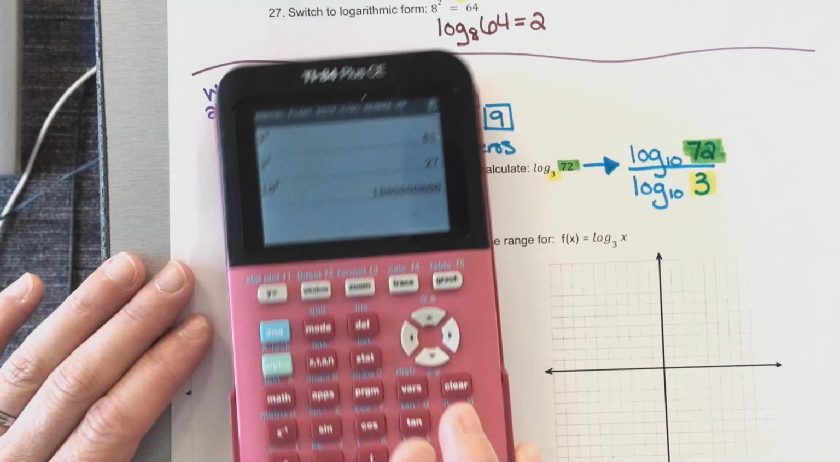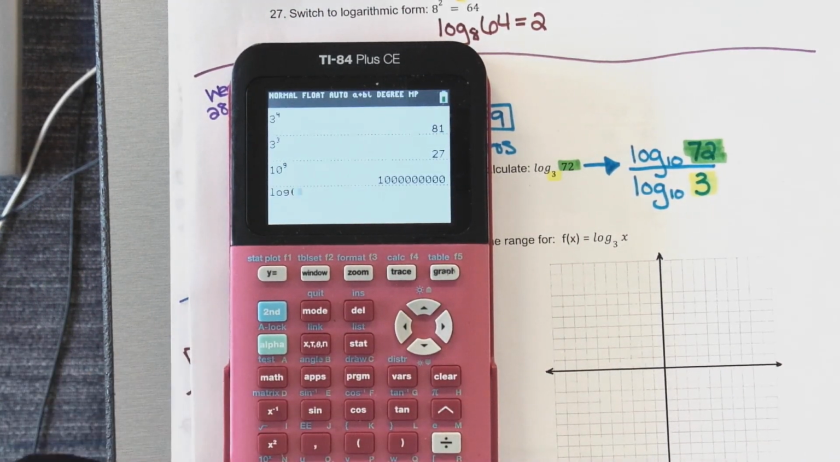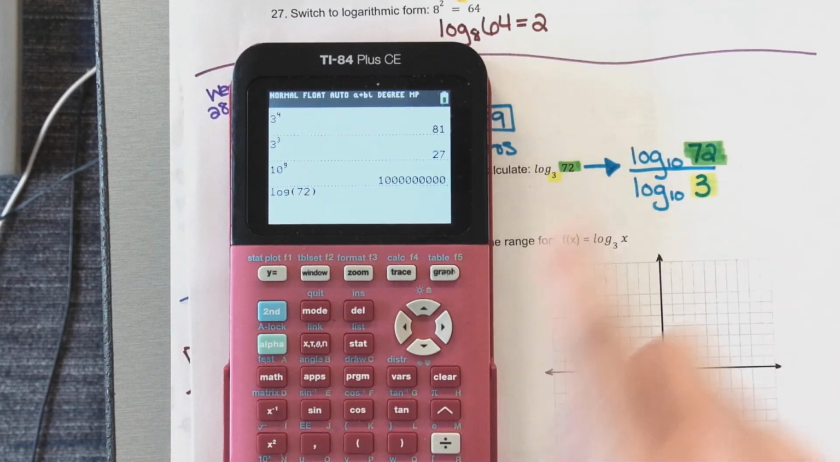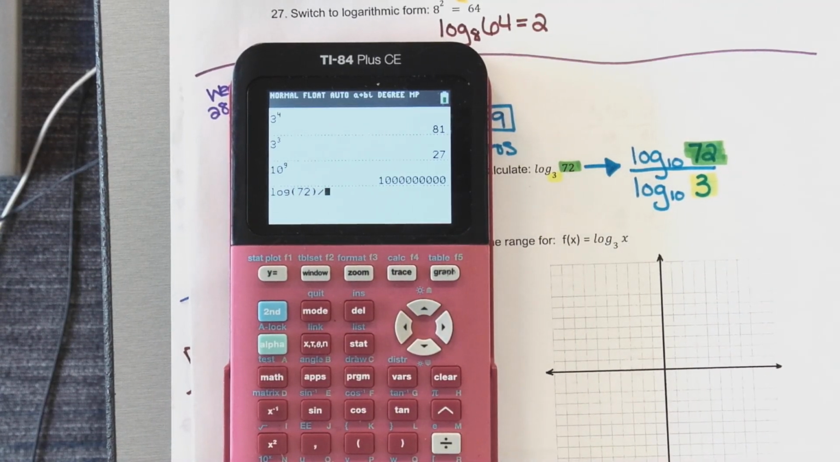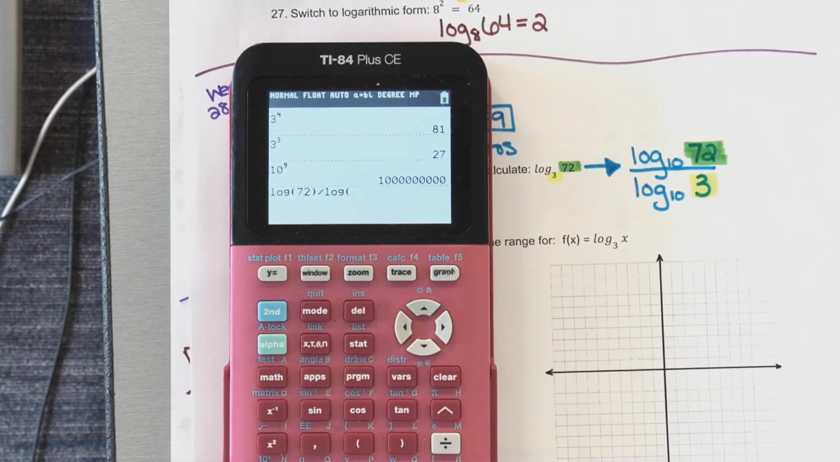All right, on your calculator, let's figure this one out. You're going to press log. Do you see how there's no base? So we know it's a 10. Type in your 72, close it, and then I need my fraction bar, so that's the same as division. Then I'm going to press log again, and again it's always base 10. And then 3, because we're going to take the log of 3.